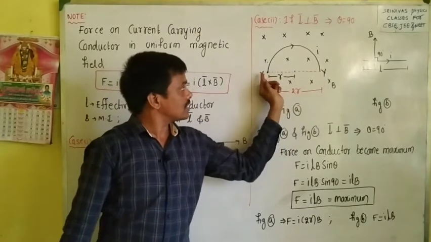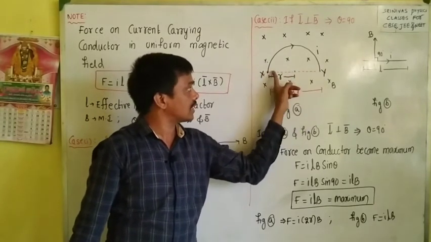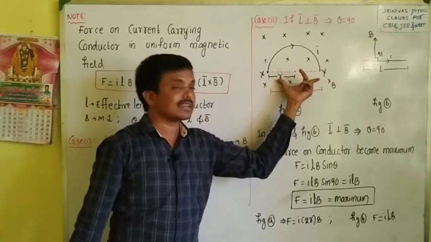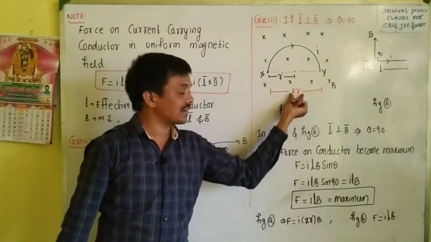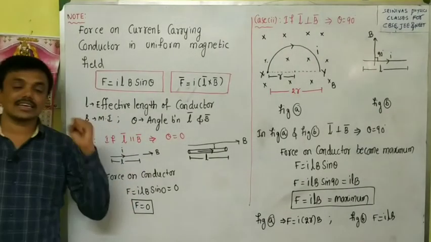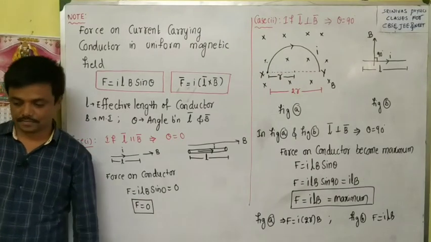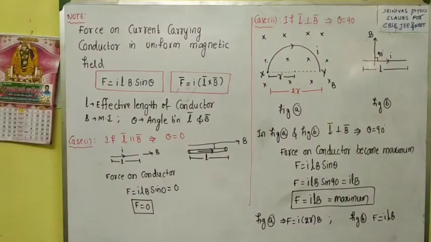Initial point of conductor, final point of conductor. Join them with a straight line, this length, just like displacement. 2r is the effective length, L is equal to 2r, right? Okay. Take the screenshot and note every point. I am going to rub it and I will continue.